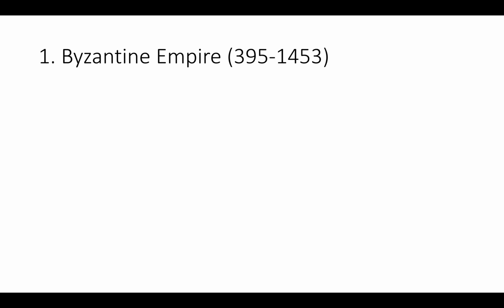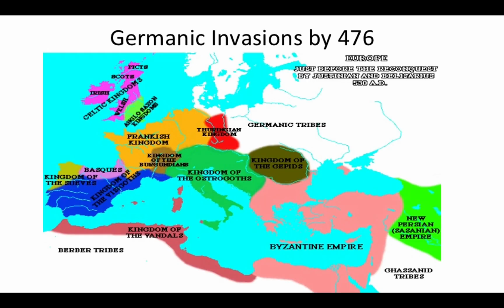It came out of the division of the Roman Empire made by Emperor Theodosius in 395, and it lasted more than 1000 years until 1453. So we know that there were some Germanic invasions over the Roman Empire. It started centuries before, but by 476, as you can see, the western side of the Roman Empire had been invaded by many different tribes, although the eastern side, the Byzantine Empire, still stood there.